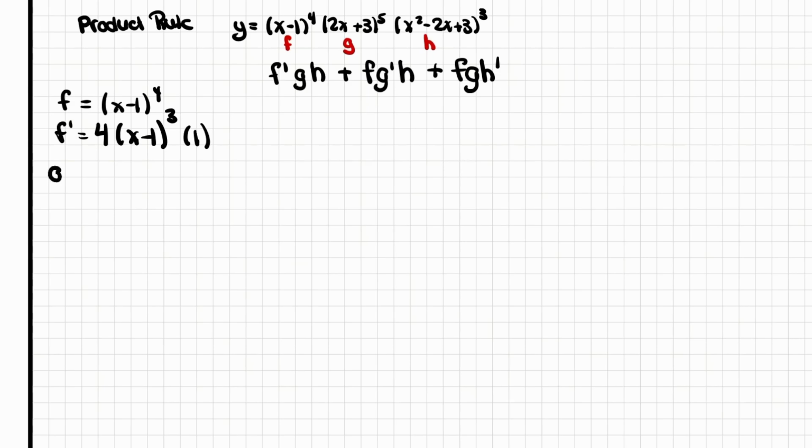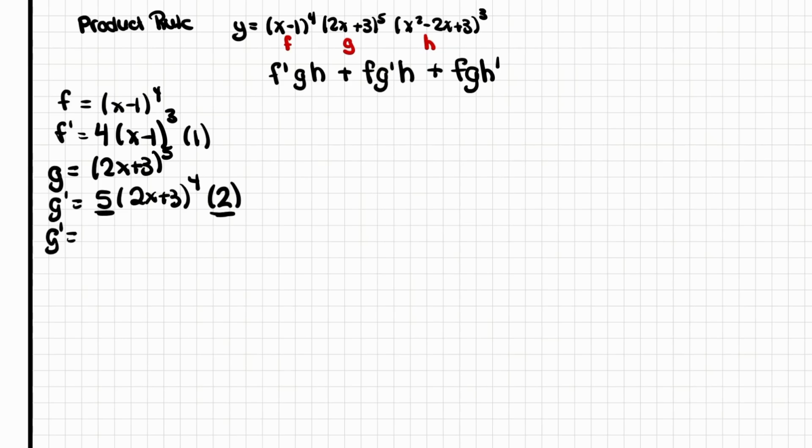Now we've got the function g, and our function g is (2x + 3) raised to the power of 5. Again, we're going to use that power rule, chain rule. So the derivative of this function, bring the power down, 2x + 3, reduce the power by 1, and now multiply that by the derivative of what's on the inside. The derivative of 2x + 3 is just 2. So we're going to simplify a little bit because I can multiply those two numbers together. So I get 10 times (2x + 3)^4.